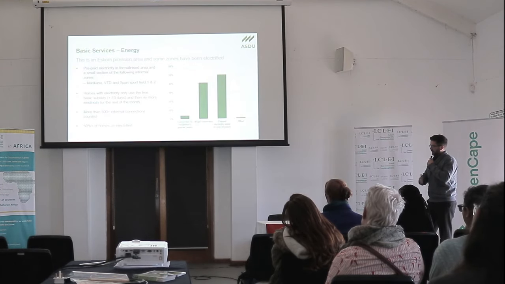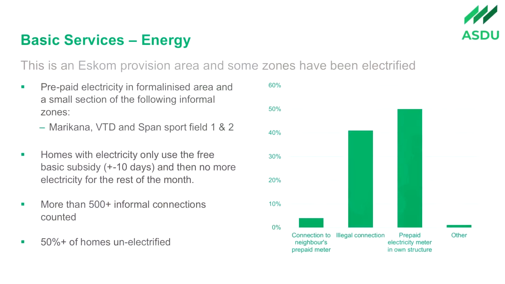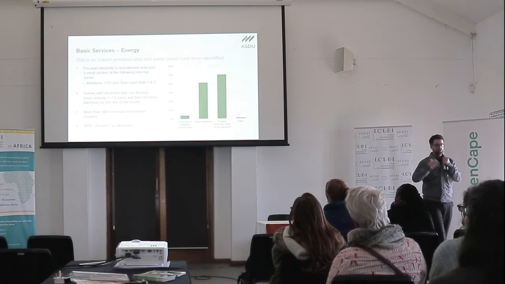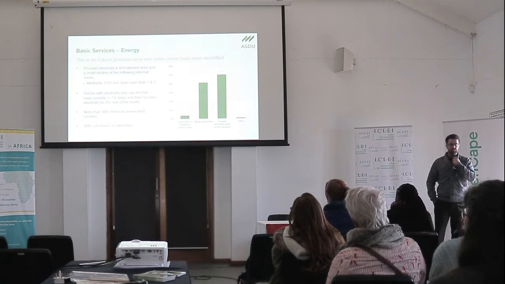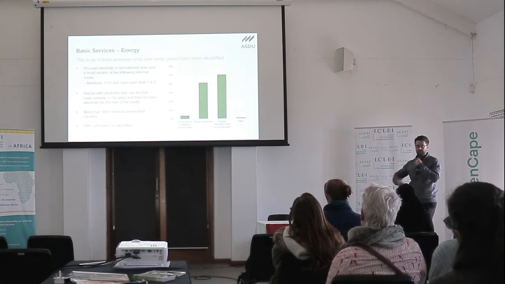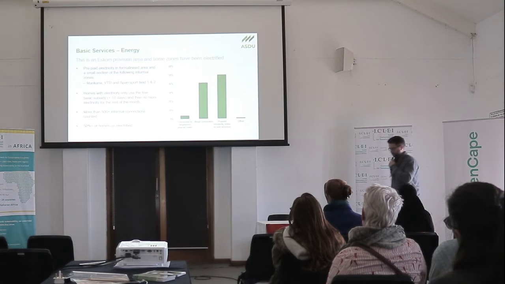We also started to look at the different service offerings, and a couple of really important things came out. So this was a survey of about 2,500 households that cut across formal and informal sectors, and we see the growth of illegal connections over the last couple of years. We see people having an electricity connection and being classified as served, but only being able to afford that connection for 10 days of the month. So once the FBE runs out, people have to turn off their electricity, can no longer afford it, shifting back to gas, paraffin, and wood.